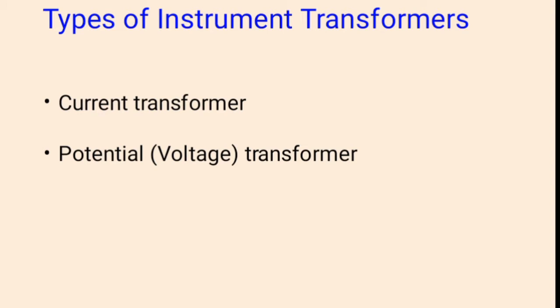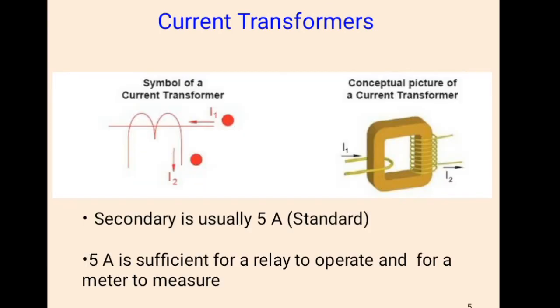The types of instrument transformers are two. I already told you: current transformer and potential transformer, or voltage transformer. For the current transformer, in the symbol you can see simply two terminals will be provided. The standard of the current transformer is that the standard secondary current will be 5 amps. That is internationally adopted for current transformer design. 5 amps is sufficient for a relay to operate and for a meter to measure.